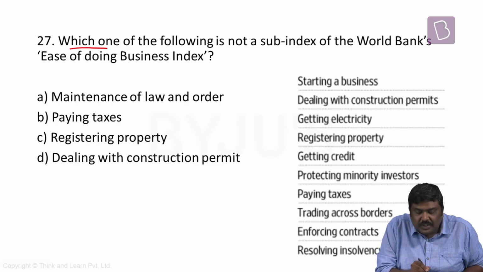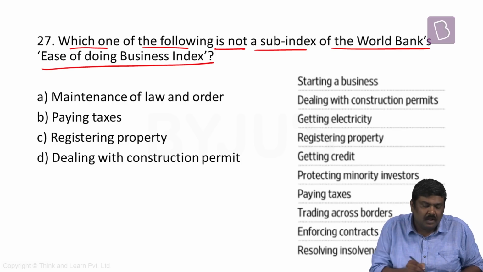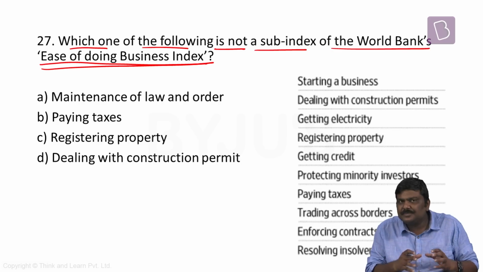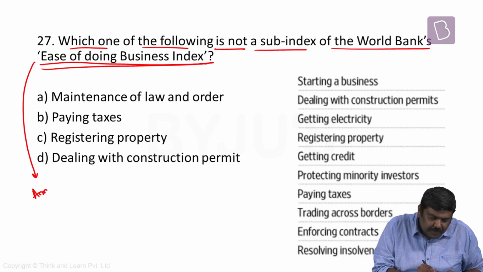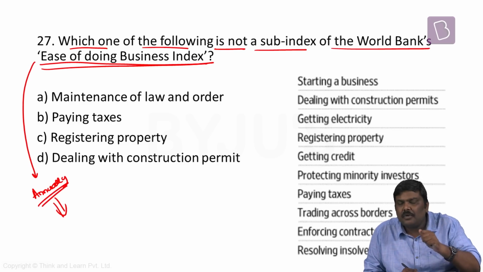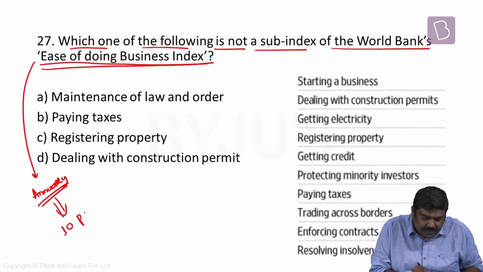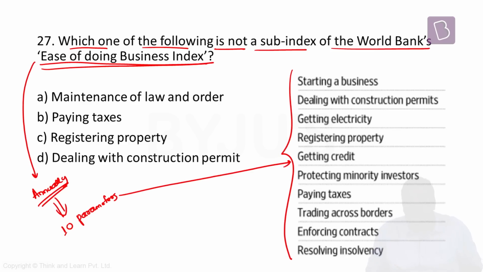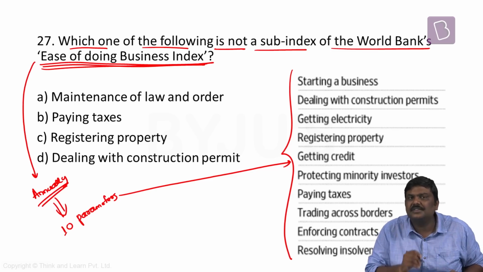Question number 27. Which one of the following is not a sub-index of the World Bank's Ease of Doing Business Index? In the last year, there was a lot of discussion with respect to this concept of the Ease of Doing Business Index. It is published annually by the World Bank, wherein they evaluate the performance of every country under consideration based on 10 parameters. What are these 10 parameters? The list is given here. Even if you don't know the list, let's look at the points given here. And remember, this is related to the Ease of Doing Business Index.